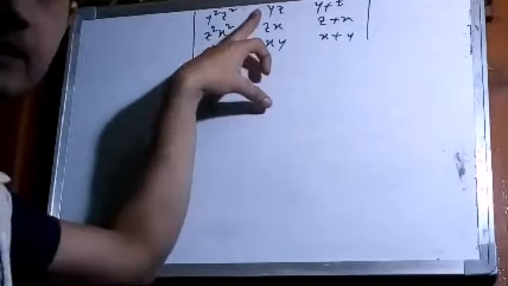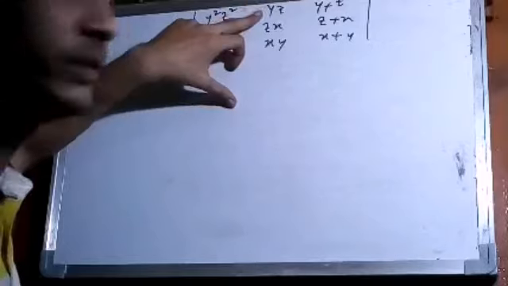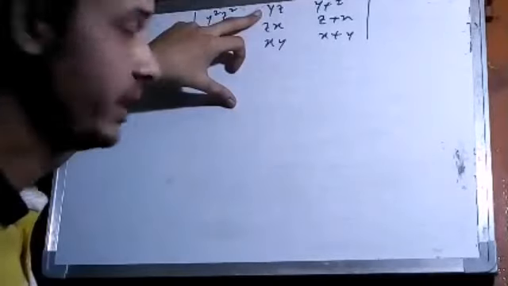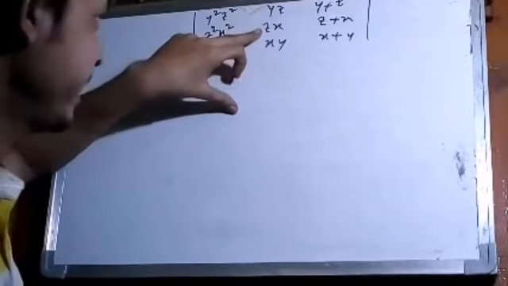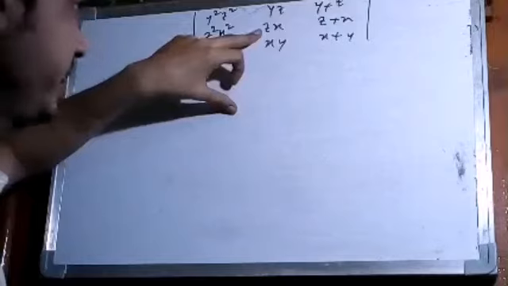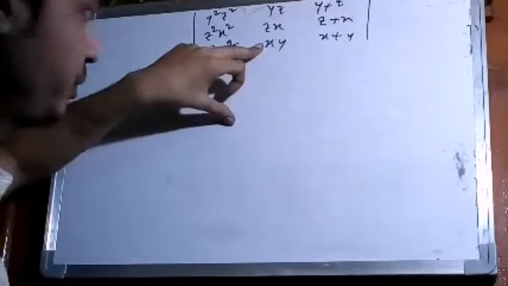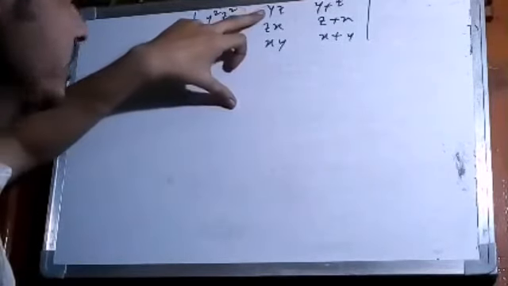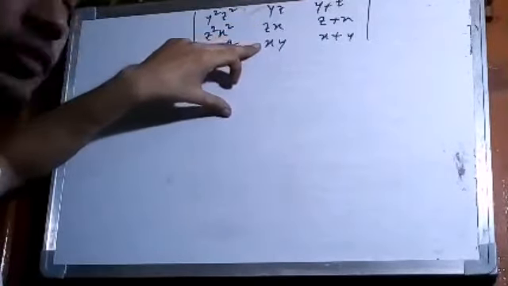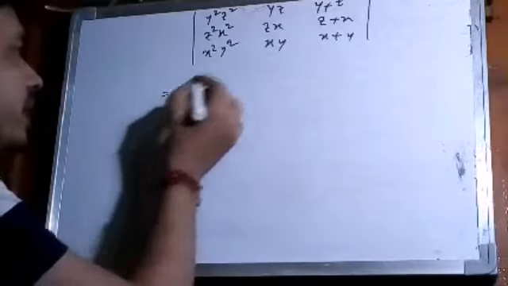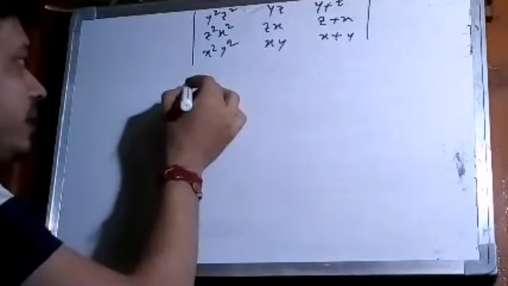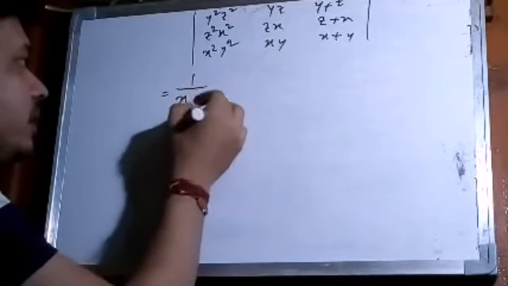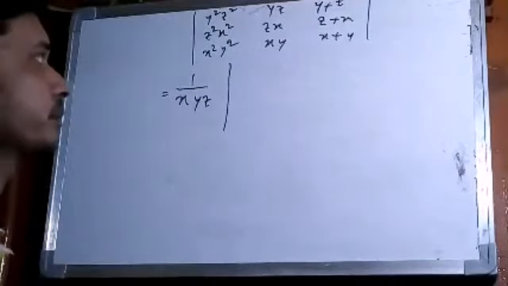So what we do, we observe the second column. In the second column we have yz, so we have to make it xyz. The second element is zx, so we have to make it xyz. The third element also xy, but make it xyz. So x is short here, y is short here, and z is short here. So we multiply the second column by xyz, and we have to adjust by 1 by xyz.